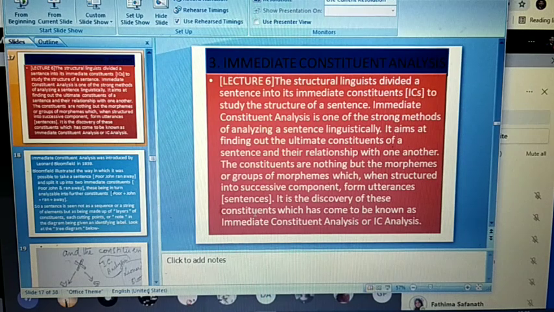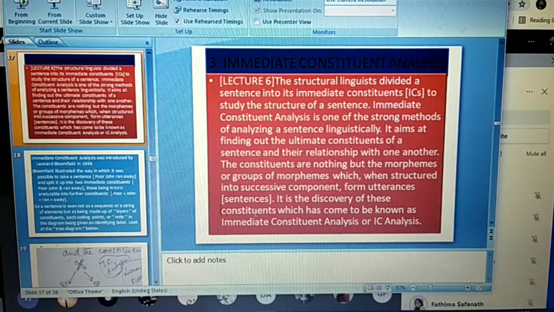Immediate constituents, right? You have a sentence. That sentence can be divided into the next immediate level, and that can again be divided into another immediate level, and that can again be divided into another immediate level. At last you come to what is known as the ultimate constituent, and the ultimate constituent cannot be further divided. All right, this is another syntactic method or approach, immediate constituent analysis.